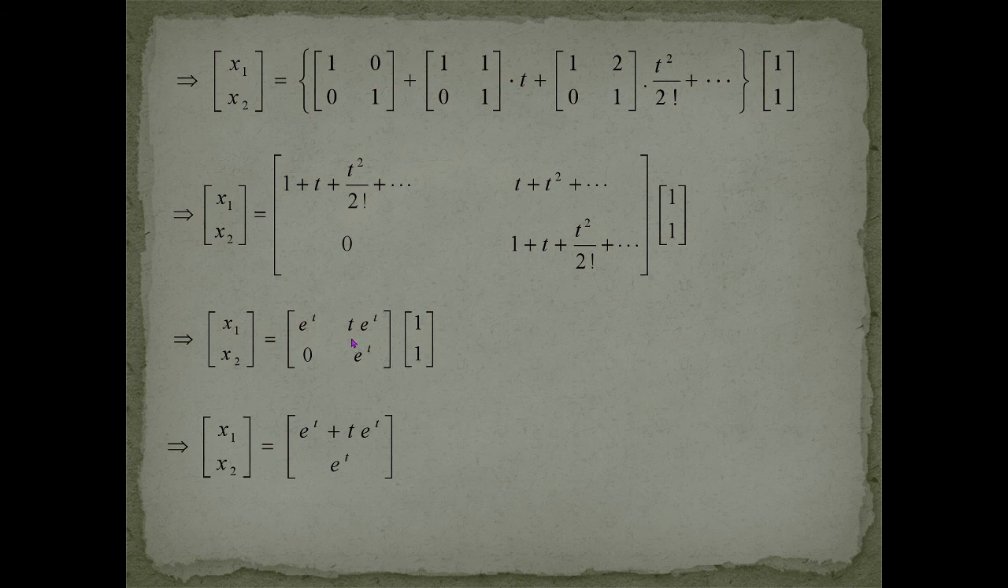Okay, so solve this. e to the power t into 1 is e to the power t plus t into e to the power t into 1, then here 0 into 1 is 0 plus e to the power t. So what do we get? We get x1 as e to the power t plus t into e to the power t, and x2 is equal to e to the power t, and that is what we want. So this is nothing but the solution of the given problem.